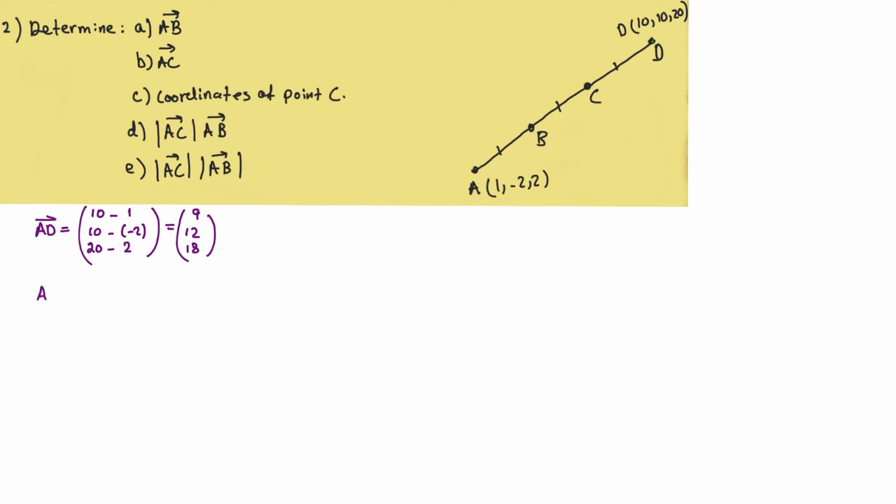I know that vector AB is 1/3 of vector AD, and therefore it is equal to 1/3 of 9, 12, and 18. That means I have to multiply 1/3 by 9, 12, and 18. Multiplying by 1 over 3 is the same as dividing by 3. So I get 9 over 3 for my x component, and that's 3. 12 divided by 3 for my y component is 4. And 18 divided by 3 for my z component is 6.